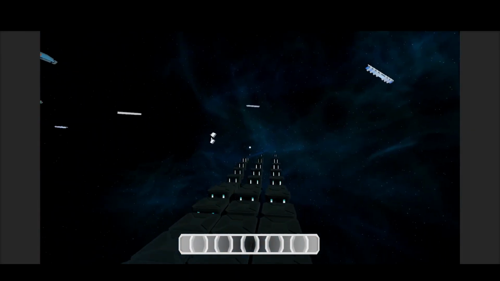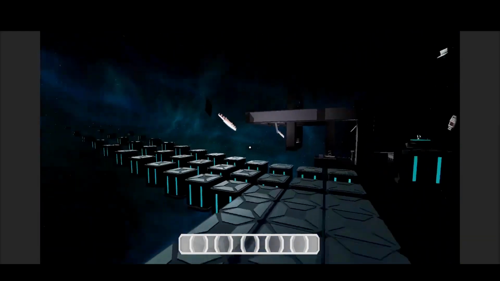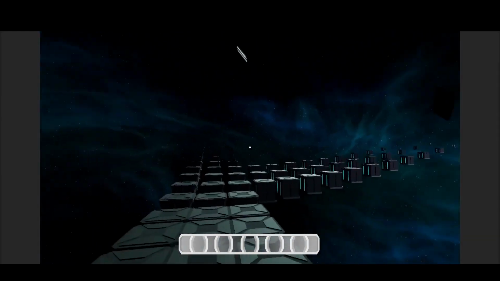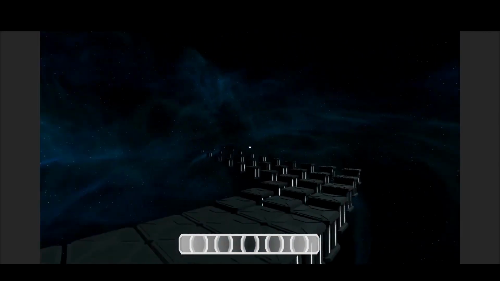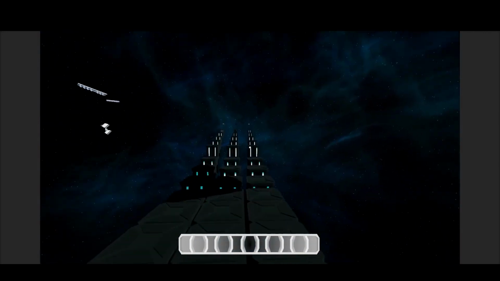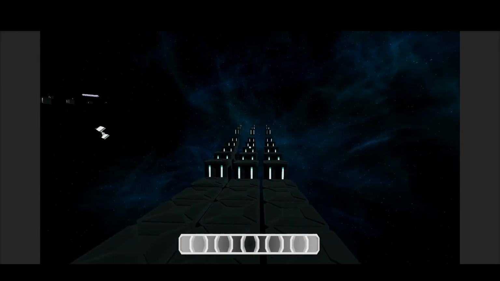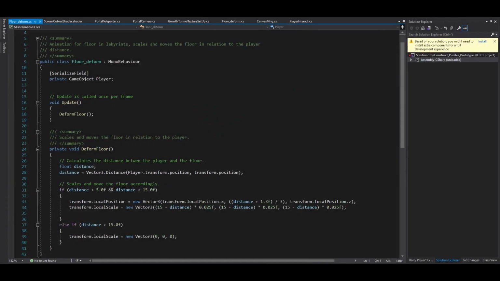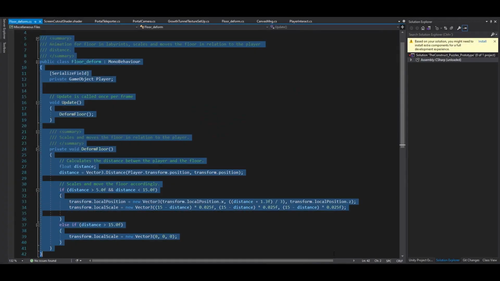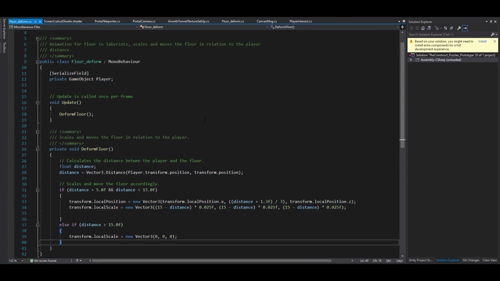These are the memory labyrinths. The player can only see a few units in front of him and the objective is to find the exit. We achieve this illusion with a simple script assigned to the cubes. This script calculates the distance between the player and itself. Then, based on that distance, it scales the cube and moves it on the y-axis.